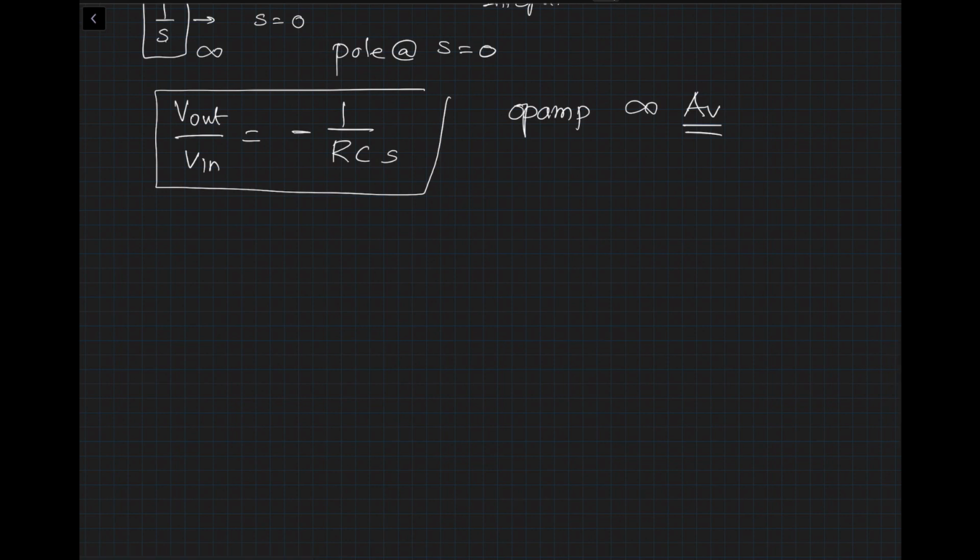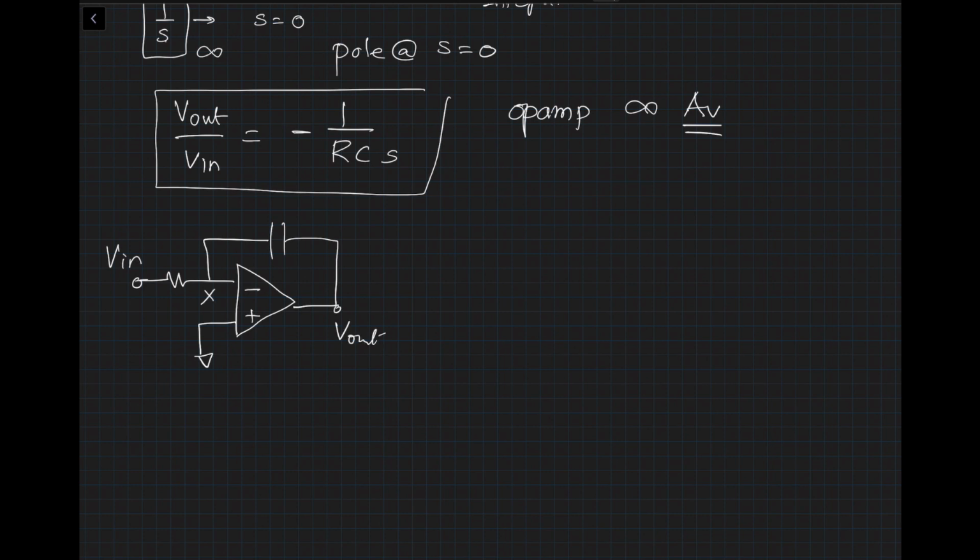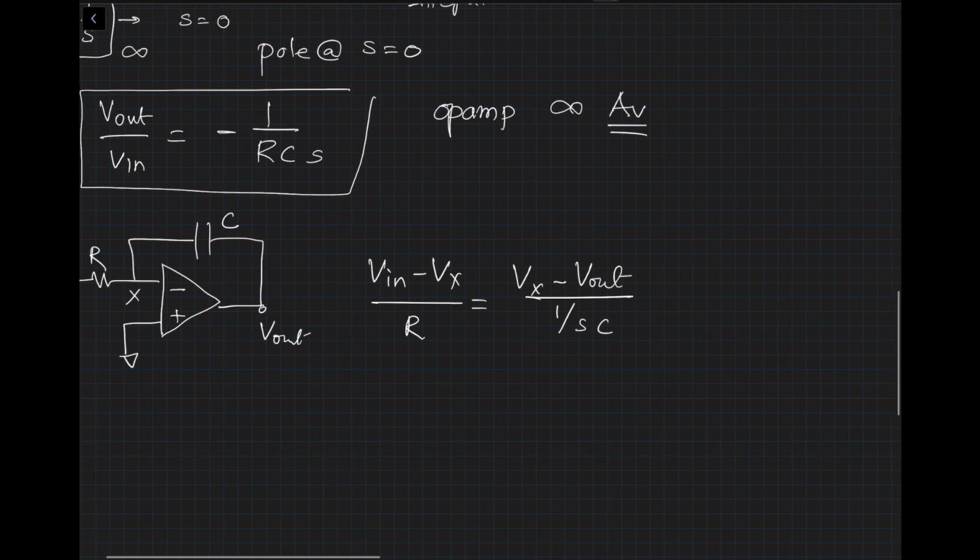What you can do is, I'm going to redraw the circuit one more time and go through the analysis in a little bit brute force manner so that you understand. So this is our Vin, let's call this node X, and this is our Vout. This is the capacitor C, this is resistor R. So (Vin minus Vx) divided by R is equal to (Vx minus Vout) divided by 1 over SC. That's our expression, right? Also, we know that the op amp has finite gain, which means Vx is equal to minus Vout divided by AV, AV being the open loop gain of the operational amplifier.